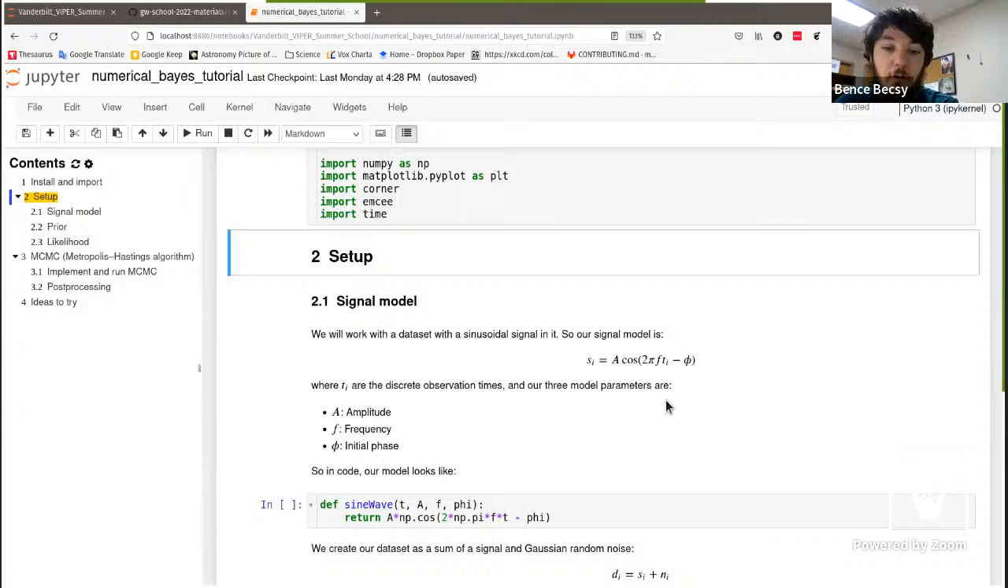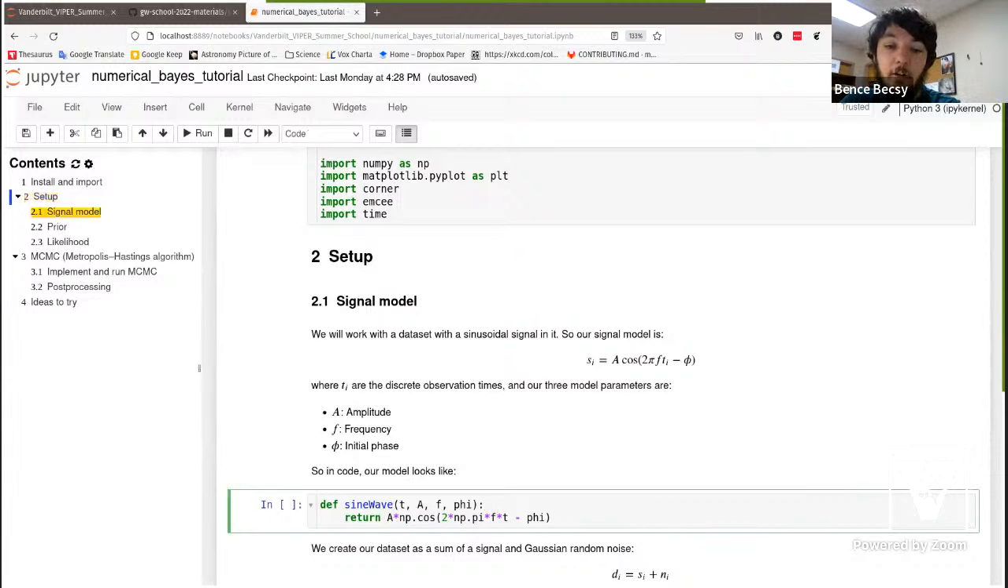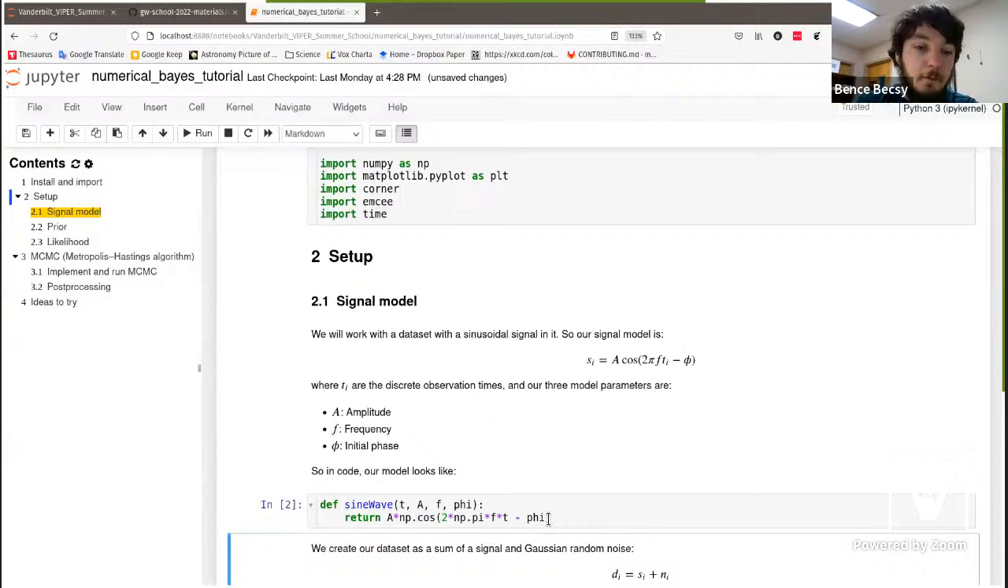So to start off, we need to define a function that will give us this simple signal model. So I have that here. This will take in the time series, the observational times when we want to evaluate this model, and then the three parameters the model has. And it will just return another time series, another array in this case.